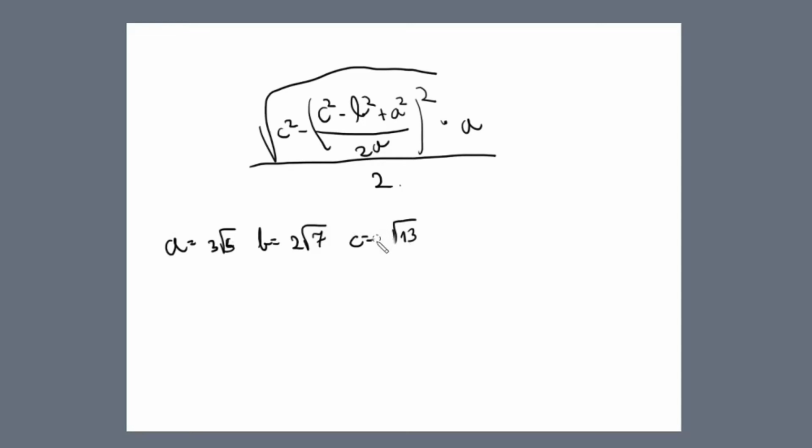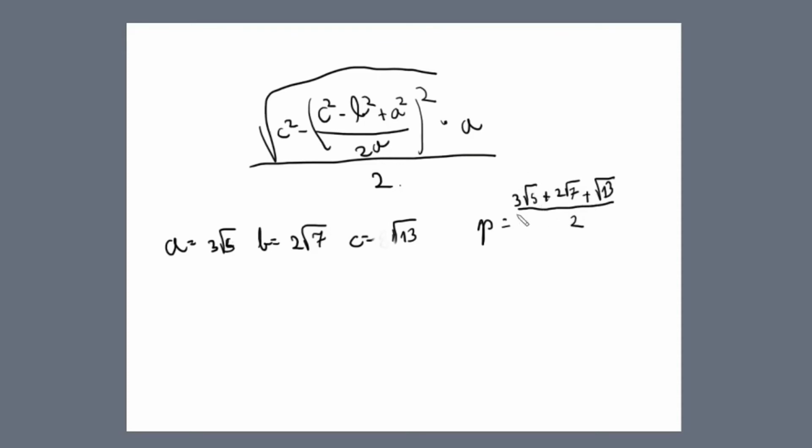Just the square root of 13. Perfect. Now, if you're trying to do Heron's formula, you're going to wind up with something extremely horrible. It is equal to 3 square root of 5 plus 2 square root of 7 plus the square root of 13, all over 2. Which is horrendous. I mean, don't even get me started.